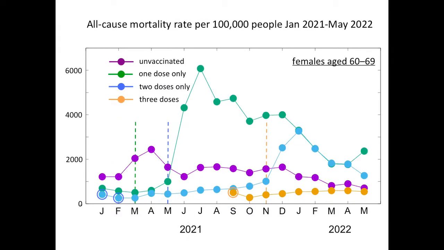Females age 60 to 69. So we're still seeing these large changes in the 1 and 2 dose populations. We're seeing this relative constancy of the unvaccinated mortality rate, and then that decreasing over the spring, and the relative constancy of the 3-dose group in terms of mortality rates.